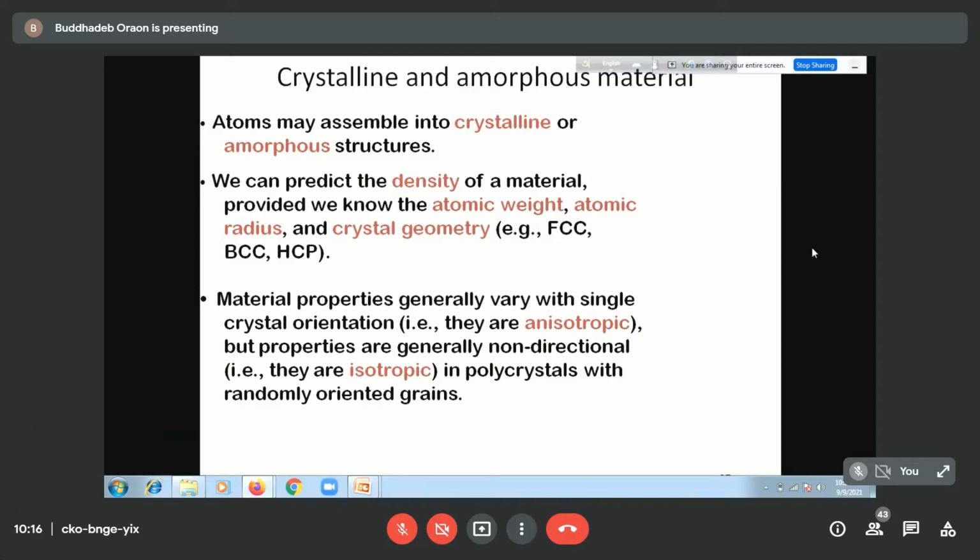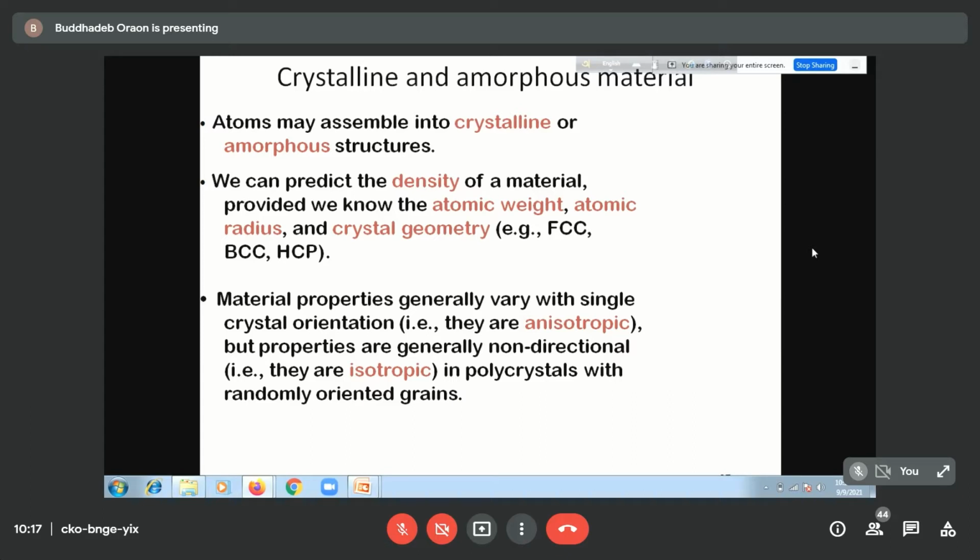So we can predict the physical properties like density of the material and the other properties. So we need to know the atomic radius, the crystal geometry, and atomic weight, of course, for each element we know. So we can predict some of the properties, density, and thereby, some other properties also can be predicted to some extent. So you have done to some extent this FCC structure, BCC structure. I don't know whether you have done all these calculations for HCP structures or not. HCP means hexagonal close packed structure.